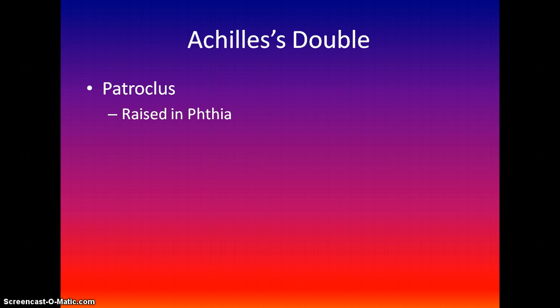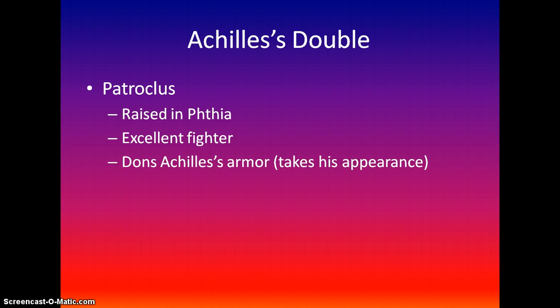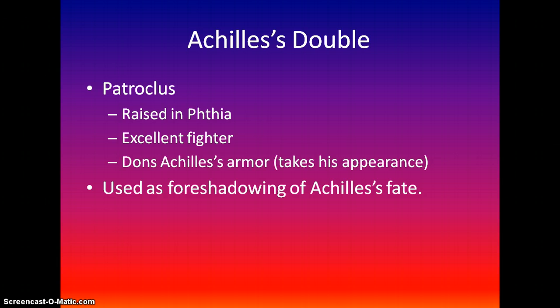He's raised in Phthia, like Achilles. He's an excellent fighter, like Achilles. Not as good, but still very good. And later in the story, he will put on Achilles' armor and take his appearance. This is when Patroclus becomes Achilles' double. This is used for foreshadowing of Achilles' fate. Patroclus will die because he has put on Achilles' armor.